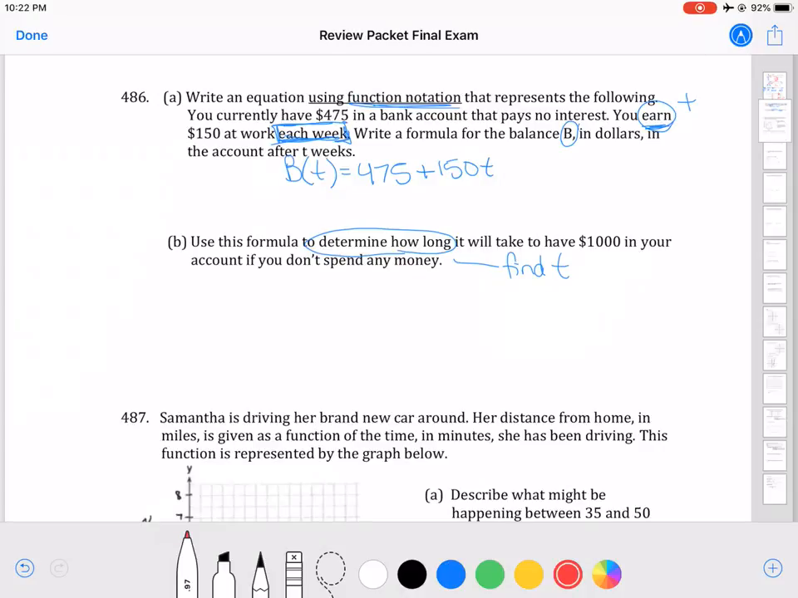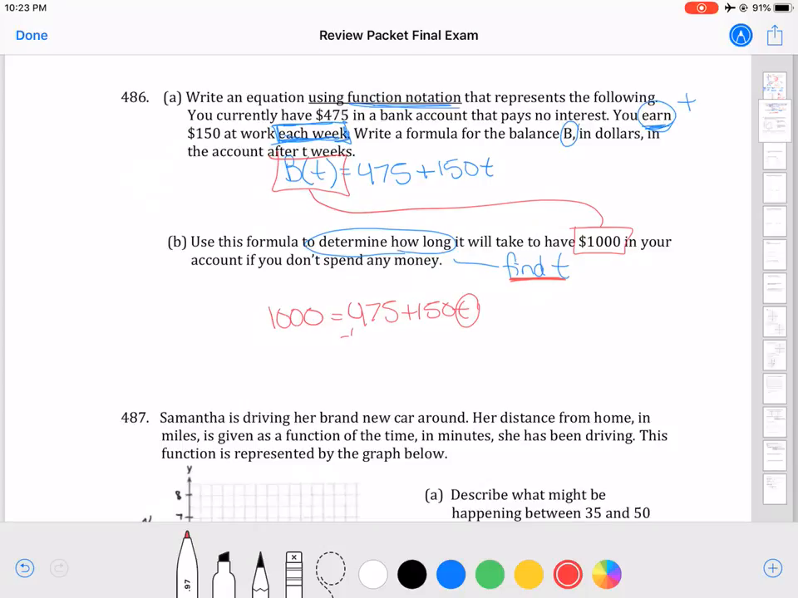But I have to do something with this 1,000. The $1,000 is not going to get plugged in for T because T represents weeks. This is not 1,000 weeks. I have to plug in that 1,000 for the balance of T. So, of the amount of time, I should say. So that $1,000 is going to get plugged in for balance, and the rest of the equation is just going to come down, and I'm going to now use that equation to solve for T like I was told to.